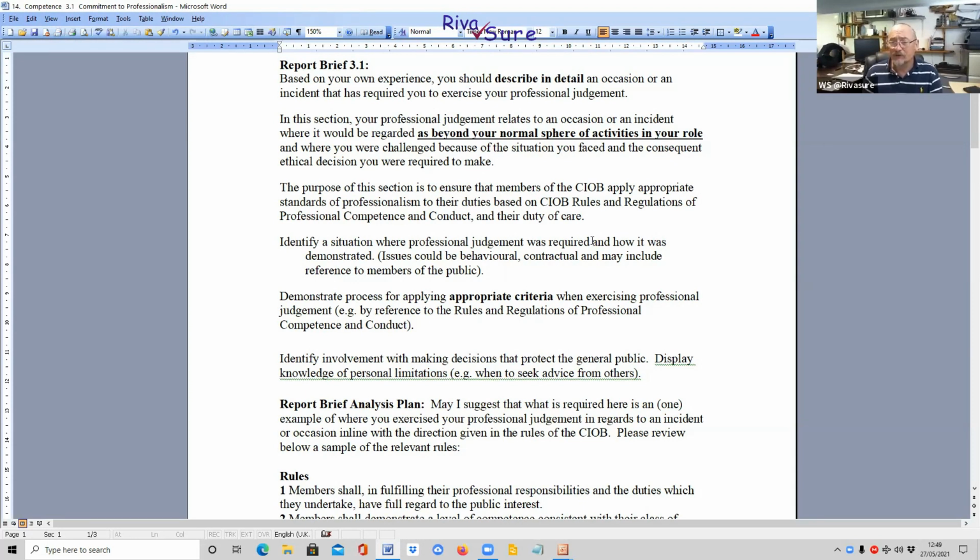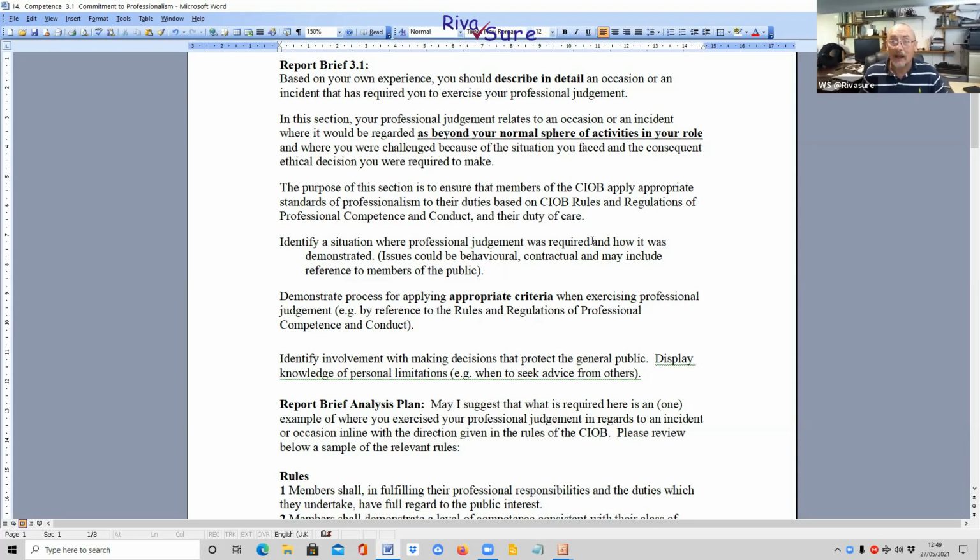Identify involvement with decision makings that perhaps protect the general public. Display knowledge of personal limitations. Now this is important. We are not required in this report to be the font of all knowledge and the expert in every situation. But at a professional level, we want to see in this report how you identified the limitations of what you knew and of what you could achieve.